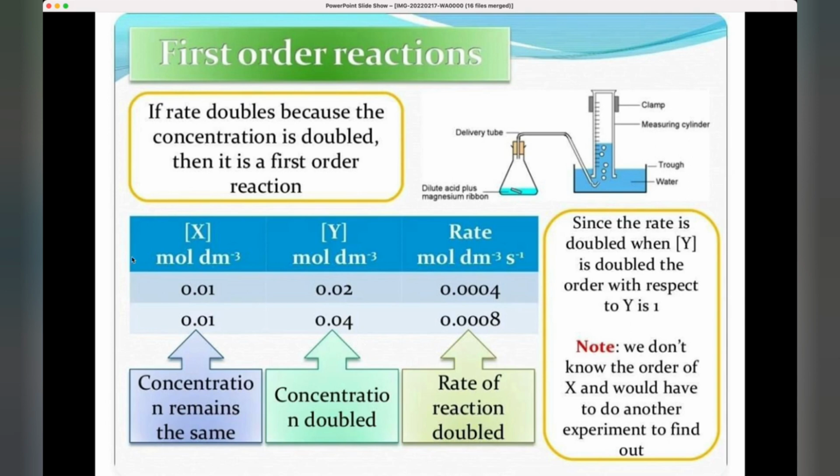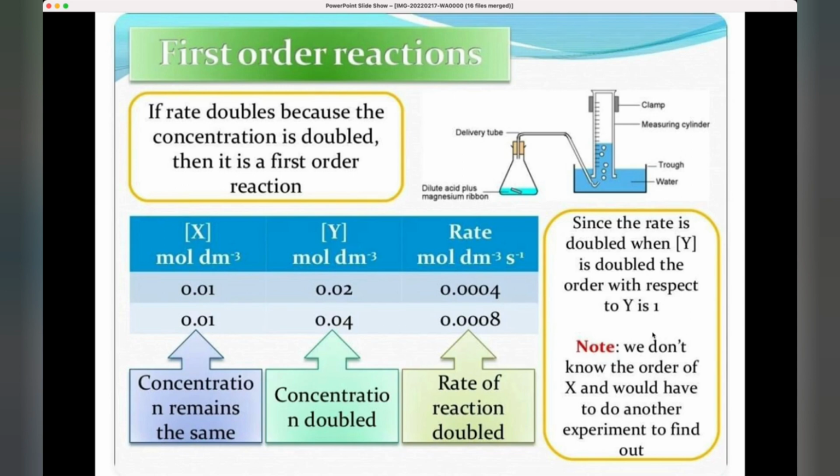So here what happens is that, suppose you know the concentrations of x, y and the rate, and x is 0.01. The concentration of x remains the same, and the concentration of y gets doubled. Here in this case it is 0.02, here it is 0.04. Now the rate of the reaction also gets doubled, you can see here. So the rate is doubled when y is doubled.